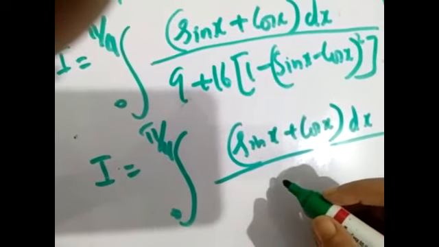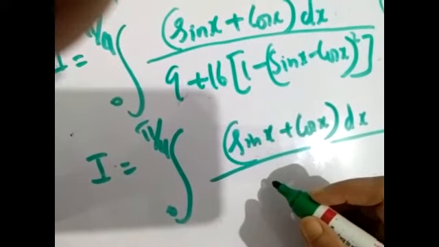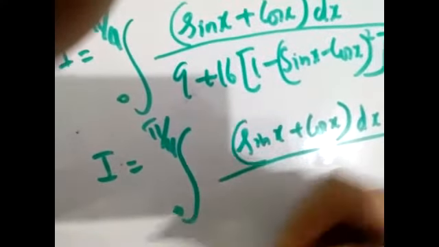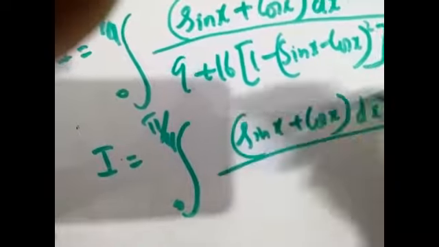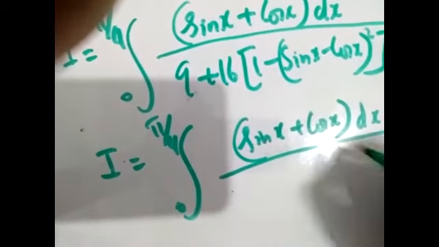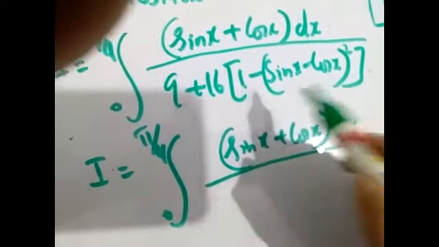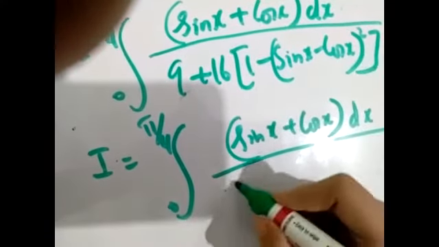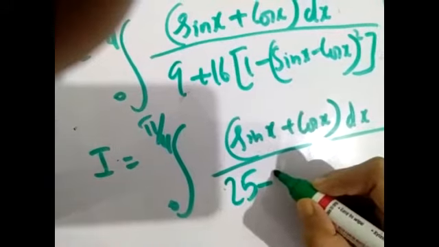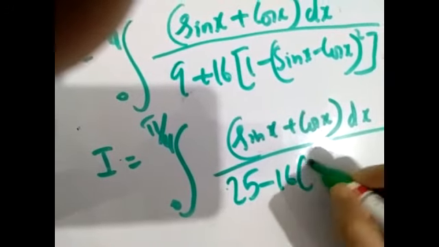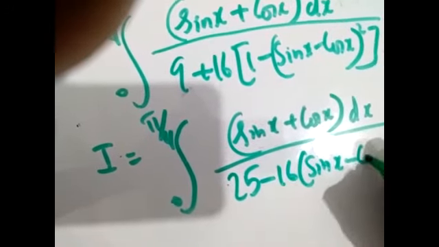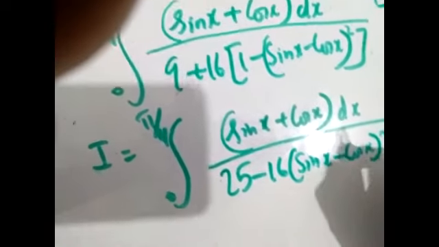Okay, now here comes the tricky part. I open the bracket. Not the tricky part, the confusing part. You might wonder how all of a sudden I'm getting 25 minus 16, which I'll get over here. I'm opening the bracket, so I'll get 9 plus 16 minus 16 (sin x minus cos x) whole square. So if I add it up, I'll get 25 minus 16 (sin x minus cos x) whole square. Isn't it?